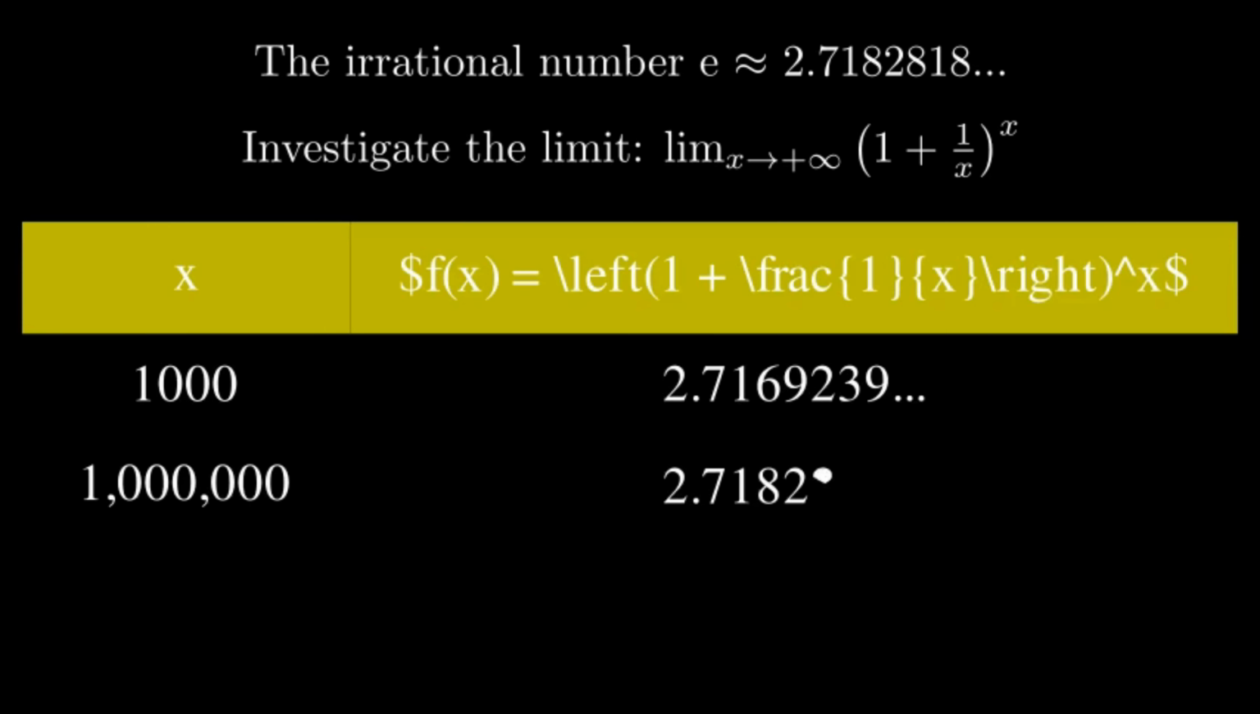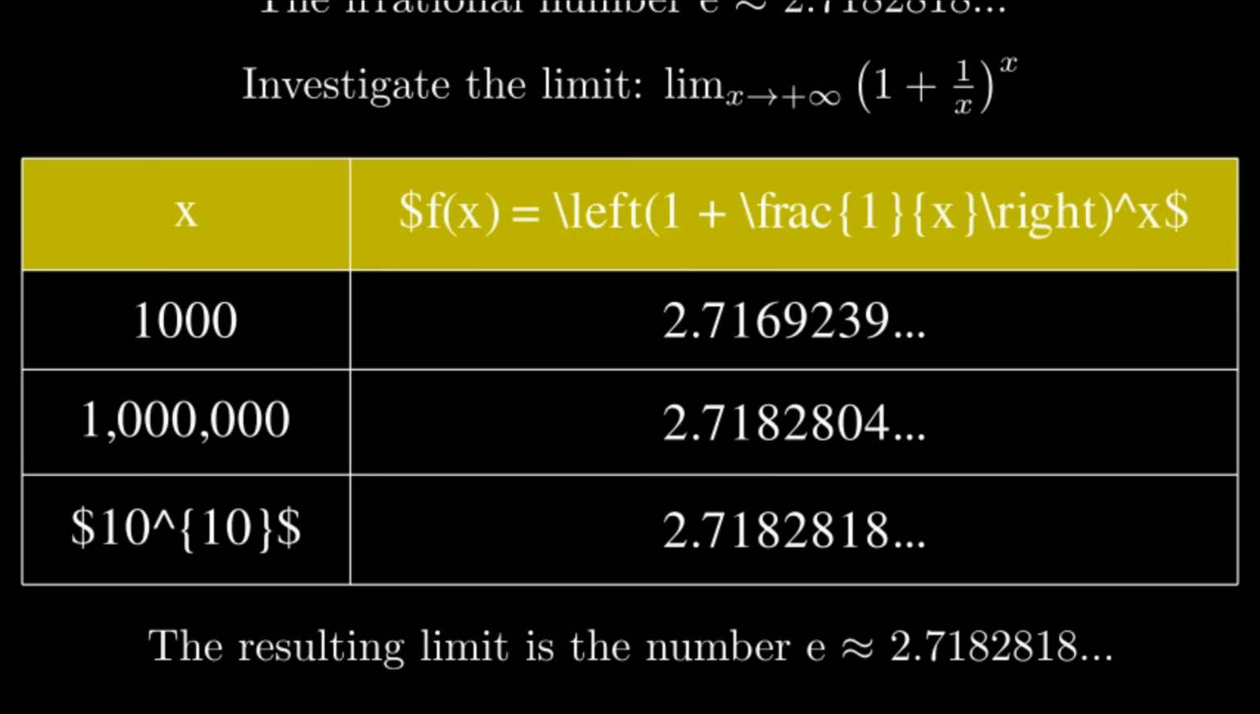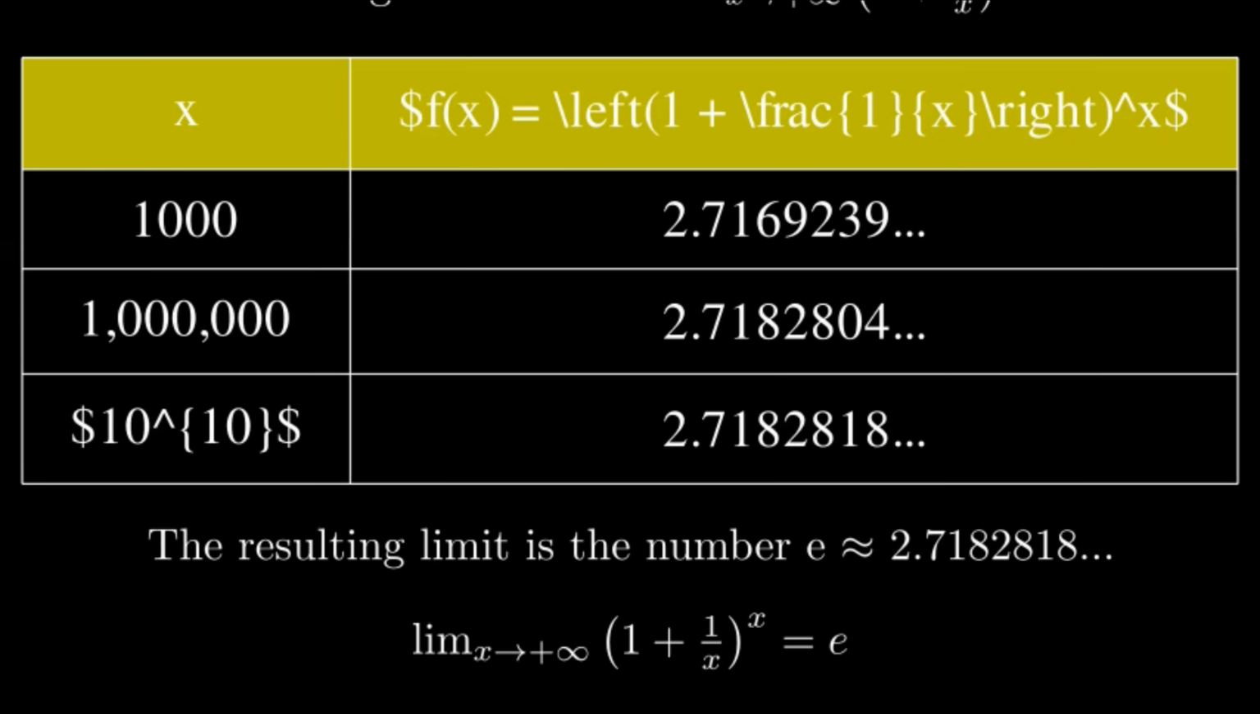If we let x be 1,000, the expression evaluates to about 2.7169. If we let x be 1,000,000, it evaluates to 2.7182804. If we use an even larger number, like 10 to the power of 10, we get 2.71822818. Notice a pattern? The value seems to be settling down or converging to a specific number. In fact, the resulting limit is precisely the number e. This is the formal definition of the number e. It's the value that this specific expression approaches as x becomes infinitely large. This limit is fundamental in many areas of science, finance, and mathematics, particularly in problems involving continuous growth.